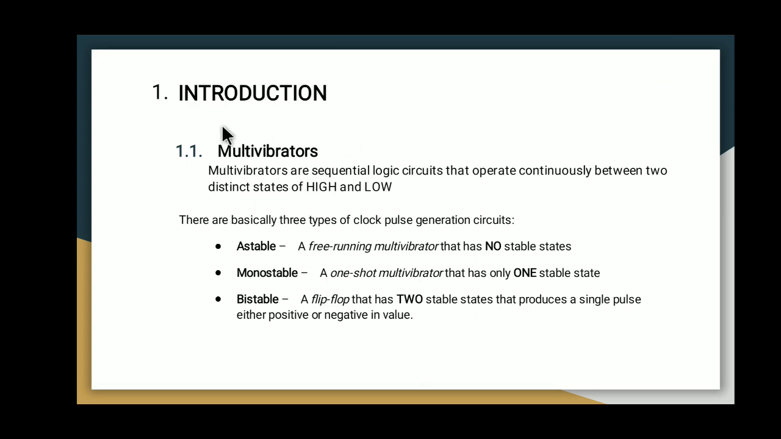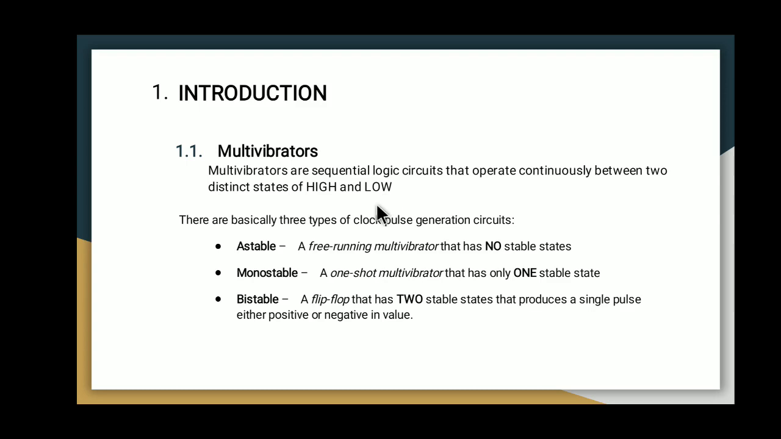Let's take a quick introduction about multivibrators. A multivibrator is an electronic circuit which is used to implement two-state devices like oscillators, timers and flip-flops. Multivibrators are sequential logic circuits that operate continuously between two distinct states of high and low. It means that the output of a multivibrator will oscillate continuously between logic state 1 and logic state 0.